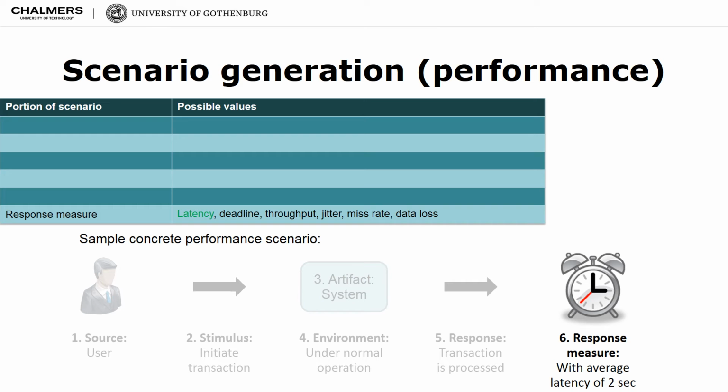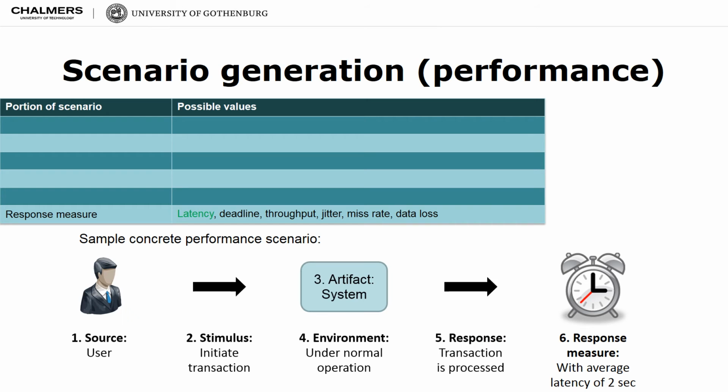The response measure part in the table is quite useful because it gives you a precise characterization of the sub-concerns that are important for performance. Performance issues might be related, for instance, to latency, which is the response time, or throughput, which is the number of service requests per unit of time, and so on. In this case, we are focusing on latency, and we are setting a measurable constraint of 2 seconds.